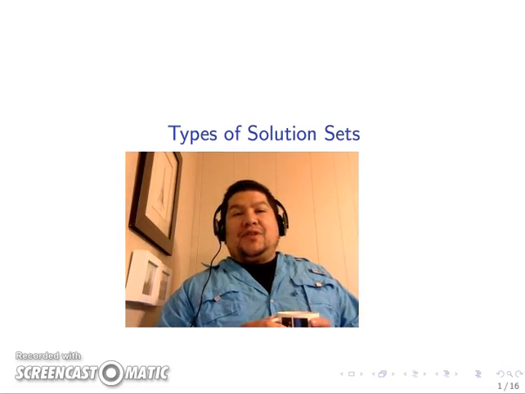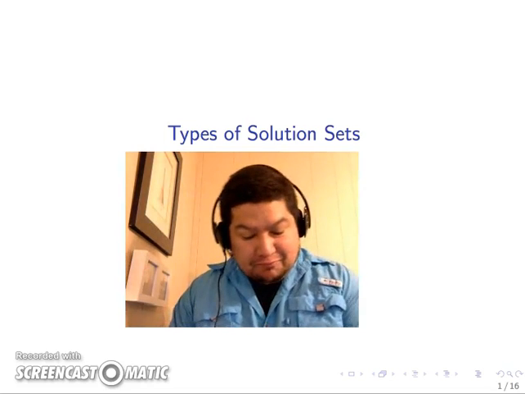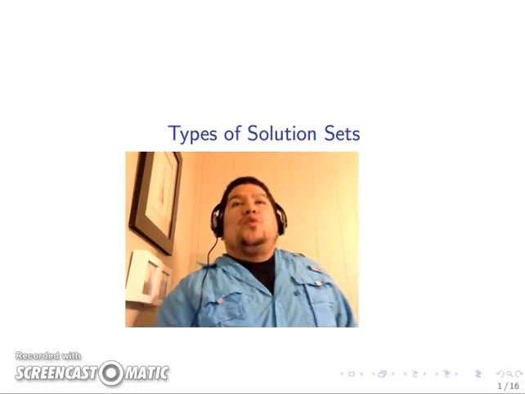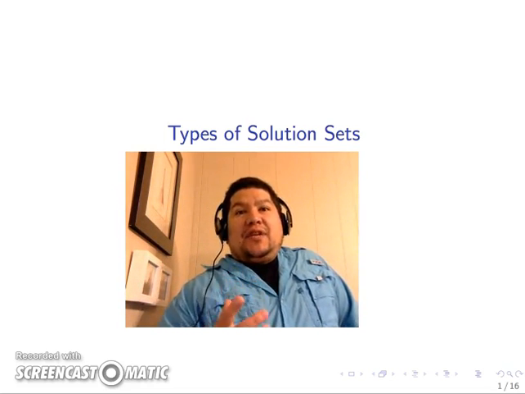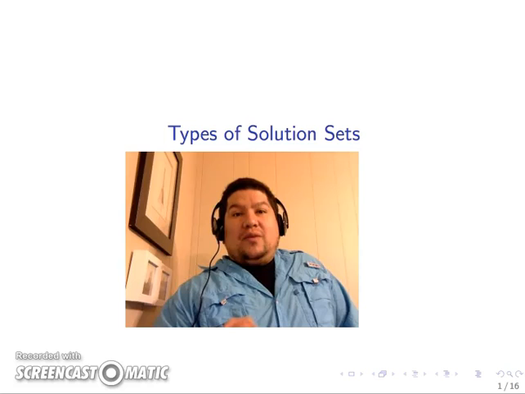This lecture is called Types of Solution Sets. So let's remember what we've been doing so far: given a linear system, we express the system in matrix vector form. That is a rectangular array of numbers we're calling a matrix, which stores the coefficients, all these numbers multiplying the variables, and we form the augmented matrix.